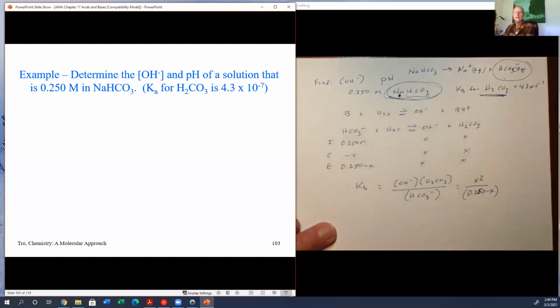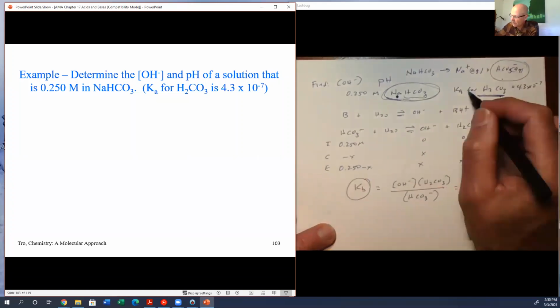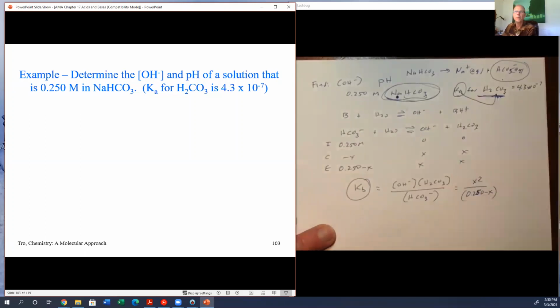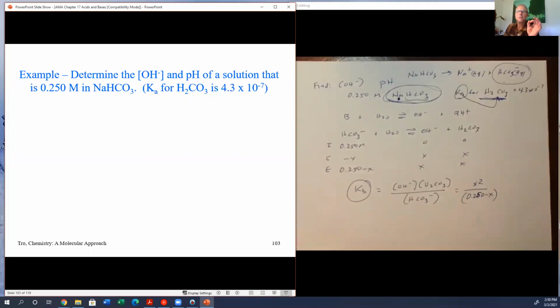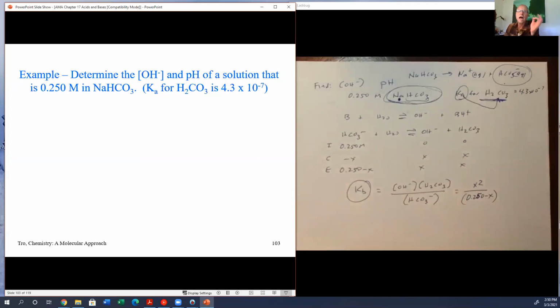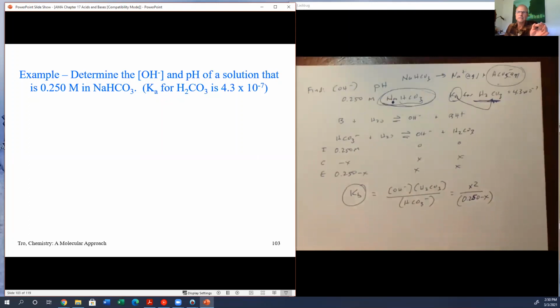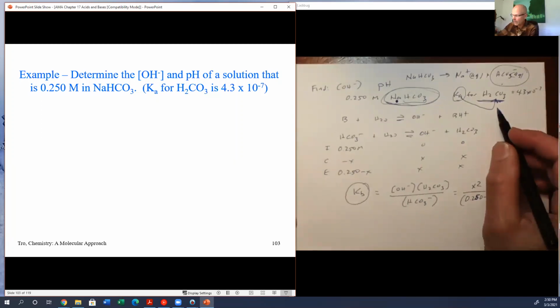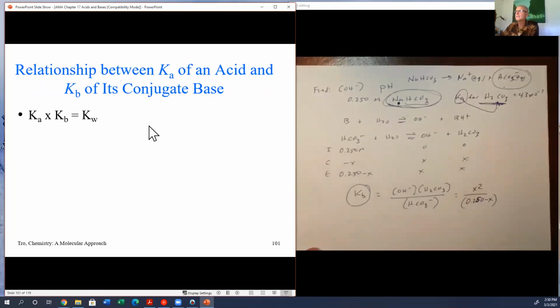Now, to solve this problem for x, what do I need? I need Kb, right? But what did the equation give me? Ka for the conjugate. It'll always be that way. You're not going to find tables of Ks for ions acting as acids and bases, but you will find Ks for their conjugates. So, given that I know Ka, I can get Kb, because Ka times Kb is equal to Kw.